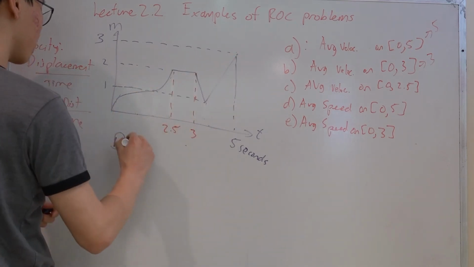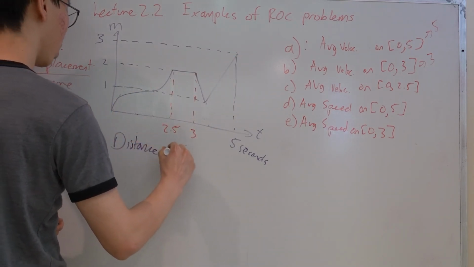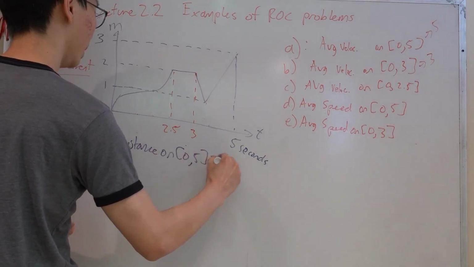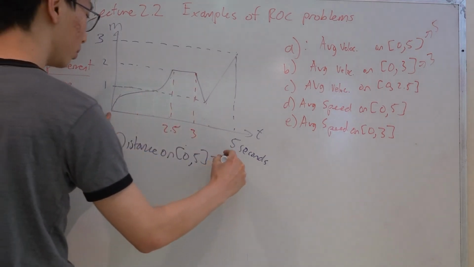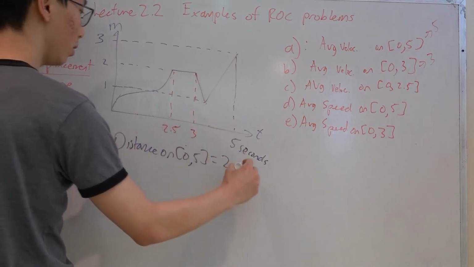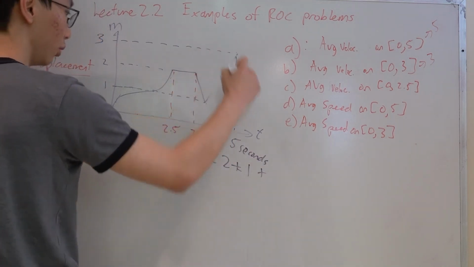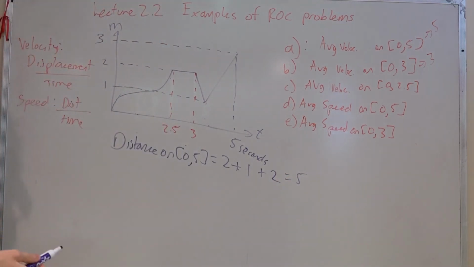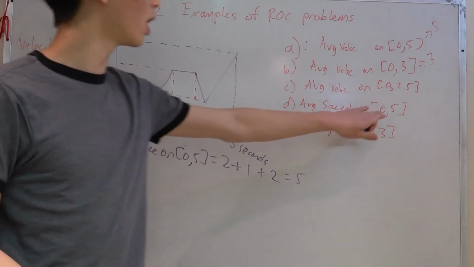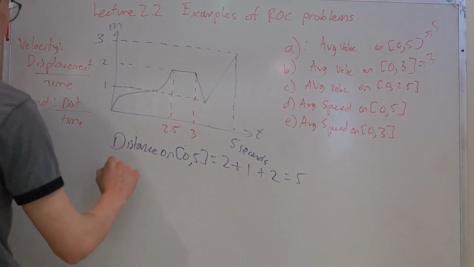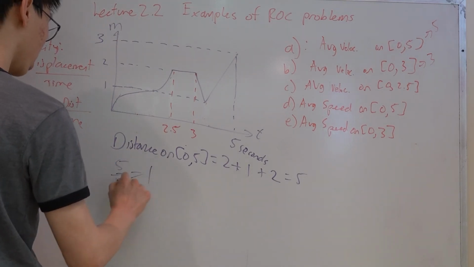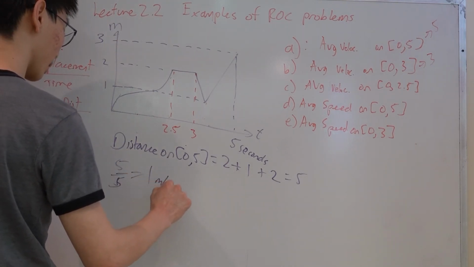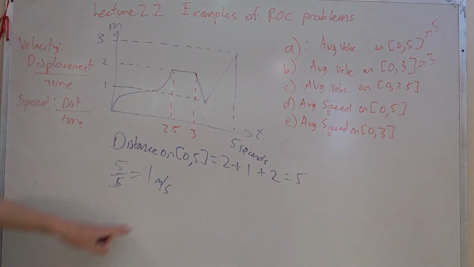So your distance on the interval 0 to 5 is equal to 2 plus 1 plus 2. Okay, and this is 5, right? And because the time is 5, our speed is just distance over time, so it was 1 meter per second. Okay. For me, units are optional. I'm often going to give you problems without the units, so you can just put a number.